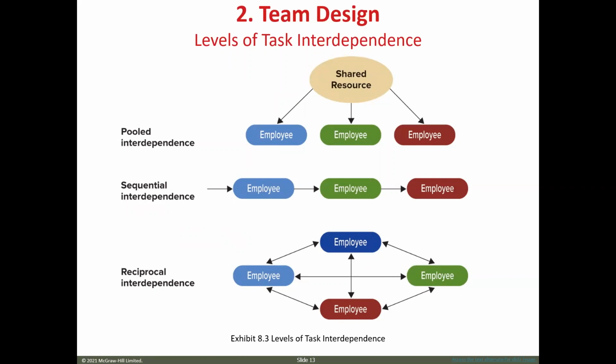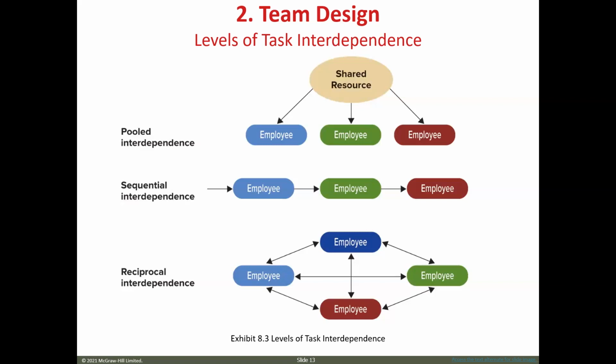Why is it important? Because we have people who are doing these tasks, and there are different positions, different activities. That's why interdependence is important. I'm not doing this project alone. I'm doing this project with the presence of others. That's why dependence is occurring here. Now, there are three levels. The first one could be pooled interdependence.